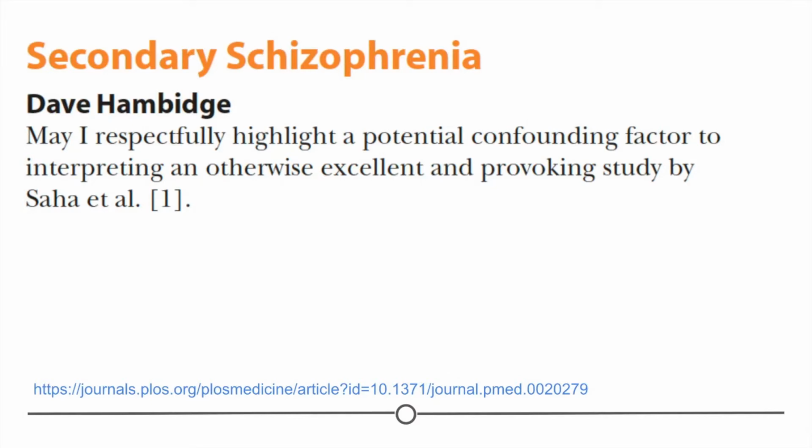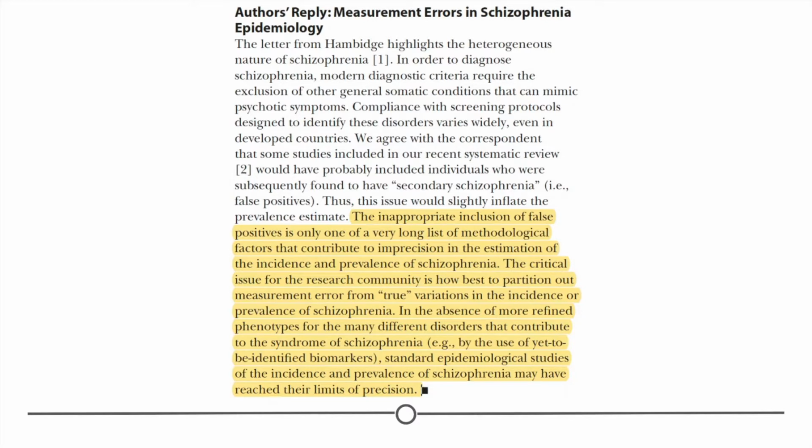To this, the authors replied, "The inappropriate inclusion of false positives is only one of a very long list of methodologic factors that contribute to imprecision in the estimation of the incidence and prevalence of schizophrenia. The critical issue for the research community is how best to partition out measurement error from true variations in the incidence or prevalence of schizophrenia. In the absence of more refined phenotypes for the many different disorders that contribute to the syndrome of schizophrenia, e.g., by the use of yet to be identified biomarkers, standard epidemiologic studies of the incidence and prevalence of schizophrenia may have reached their limits of precision."